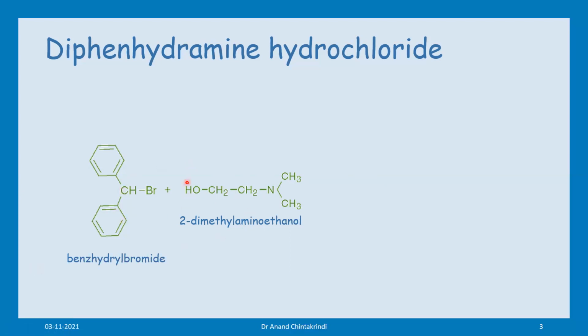This is a simple etherification, that is, elimination of HBr will give you the formation of ether, which is the diphenhydramine. Now when you form a salt using HCl, you get the formation of the salt.